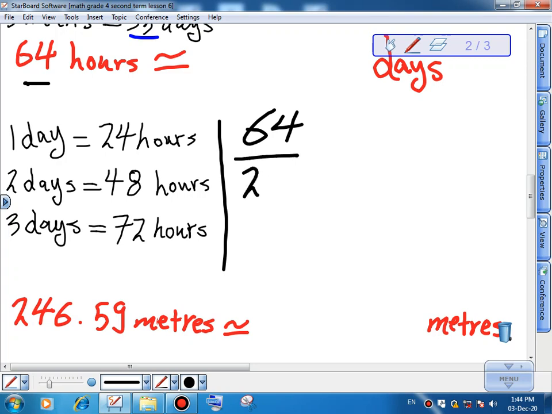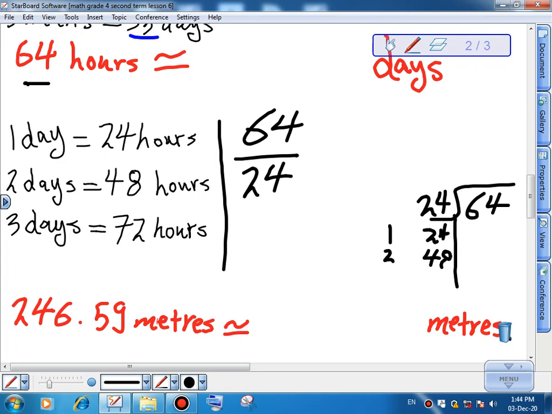Need to convert this fraction to get a mixed number. 64 divided by 24: 1 times 24 equals 24, 2 equals 48, 3 times 24 equals 72. We need to get the nearest number, which is 48, and 2 up.